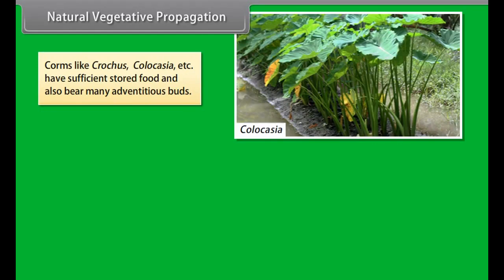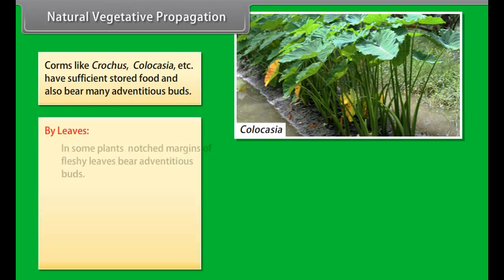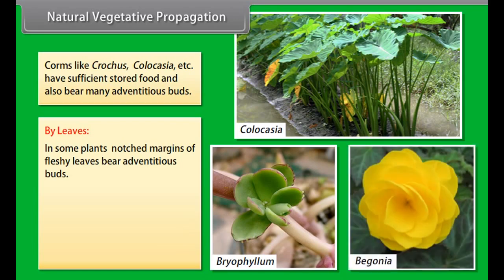Runner is aerial weak stem, for example in lawn grass, mint and wood sorrel. When it touches the ground, it gives off adventitious roots at nodes. When the older part of the plant dies, the branches separate from the parent plant and form independent plants.